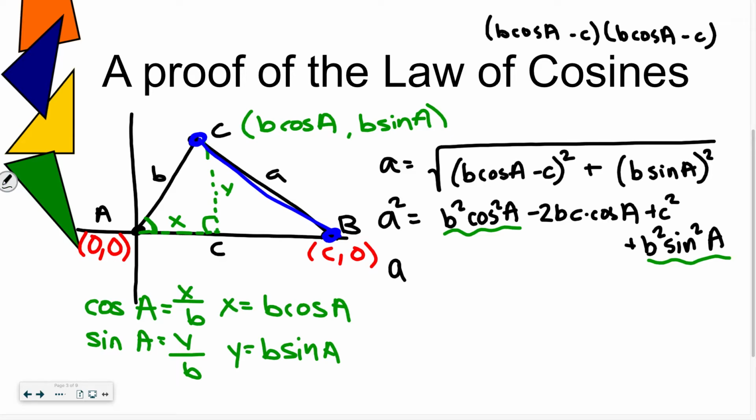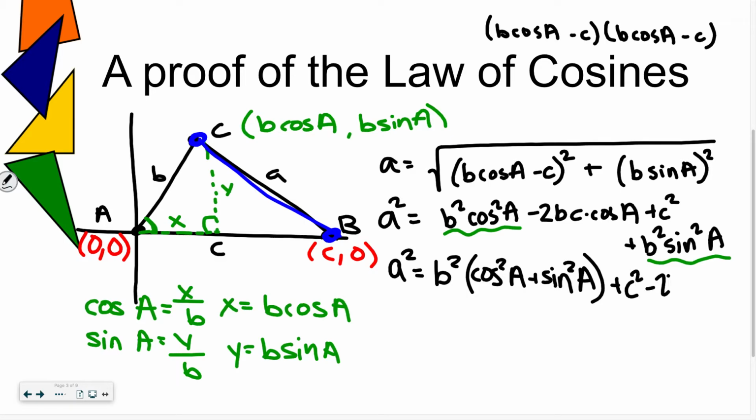So that's going to leave me with a squared equals b squared times the sum cosine squared a plus sine squared a. And then I'm going to rearrange. I'm just going to write these in a different order. Plus c squared minus 2bc times cosine a.